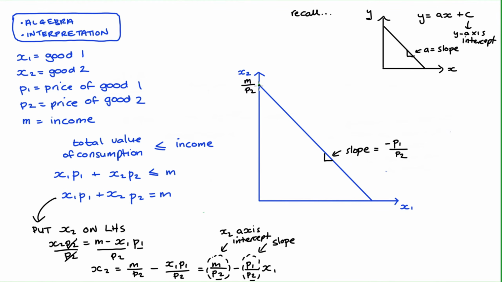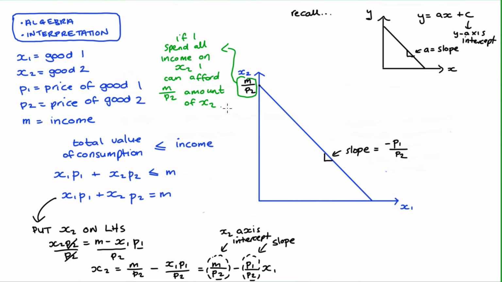And let's first think about that vertical axis intercept, which is m divided by p2. Now the budget line, recall, is the amount of goods that we can buy if we exhaust all of our income. Right at the point of the x2 intercept, the amount of x1, or good 1, that we buy is equal to 0. So essentially, this point represents the amount of good 2 that I can buy if I spend all of my income on good 2.